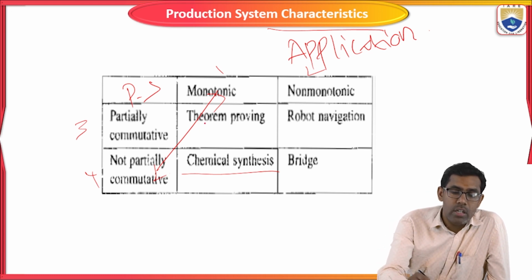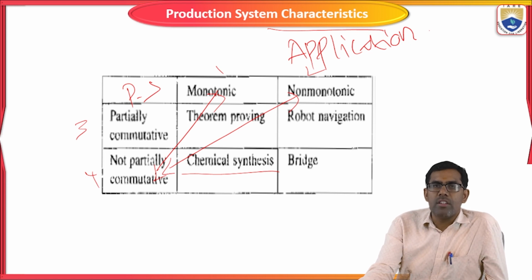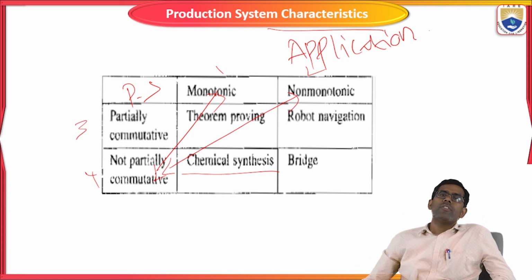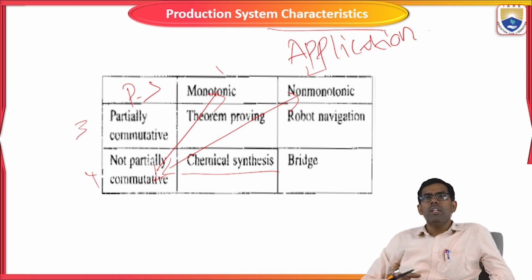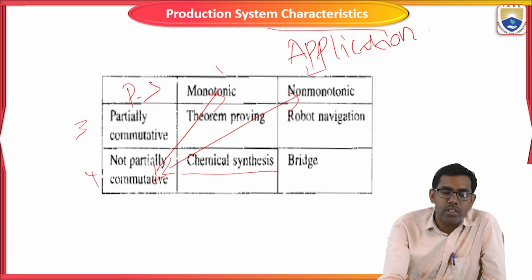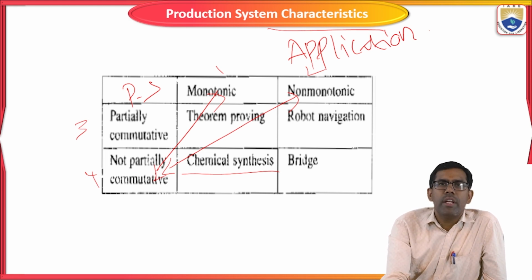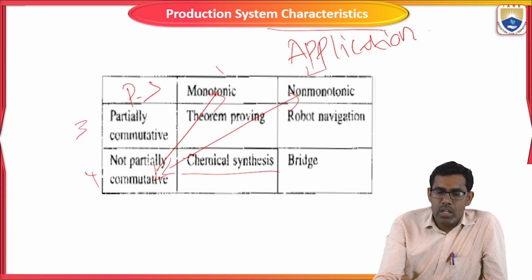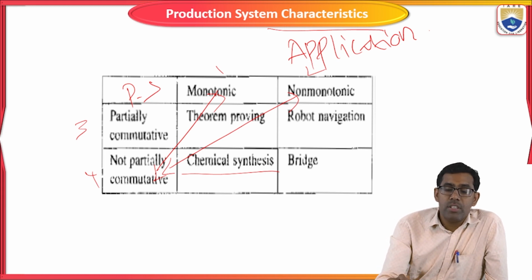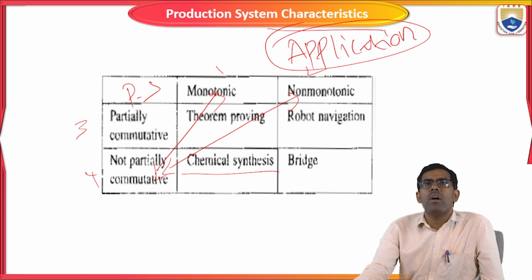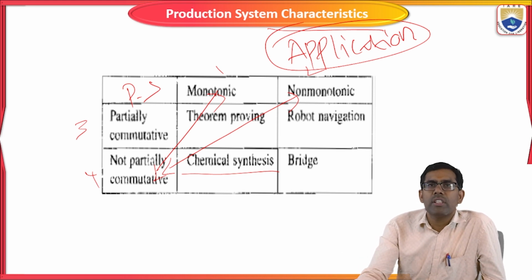What is non-partially commutative and monotonic? The next one is non-partially commutative and non-monotonic. For example, bridges in a computer network, where we connect several communication devices. We use the concept of bridges, and that is used in applications of non-partially commutative and non-monotonic. So these are some specific applications of a production system, or some set of characteristics of a production system.